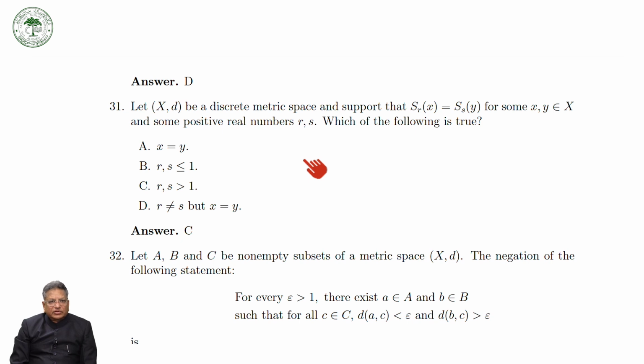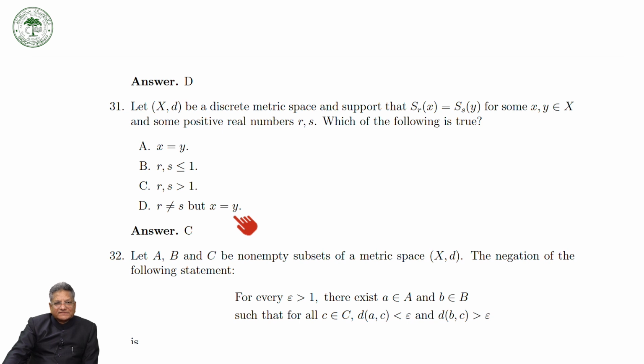Exercise. Let (X, d) be a discrete metric space. Now keep in mind, discrete metric space. Okay, and you have the ball with center at x and radius r, and here you have the ball with center at y and radius s, for some x, y and some positive numbers r, s, and the balls are the same. Okay, then which of the following is true? x is equal to y; r, s must be less than or equal to 1; r, s must be greater than 1; or x is not equal to y but r, s are greater than 1.